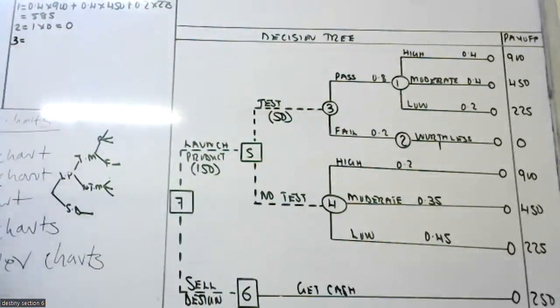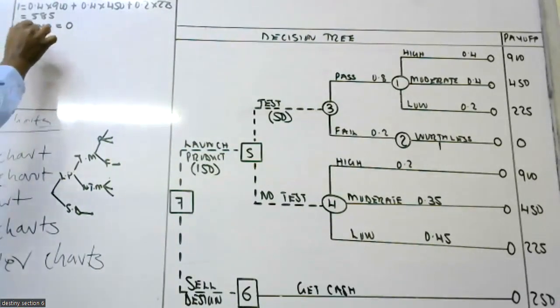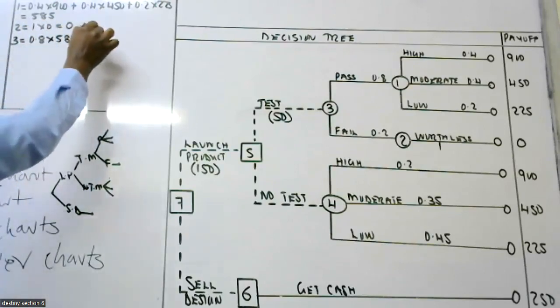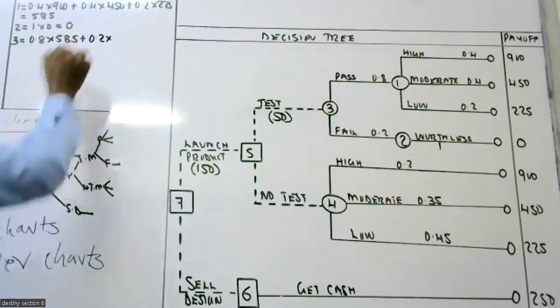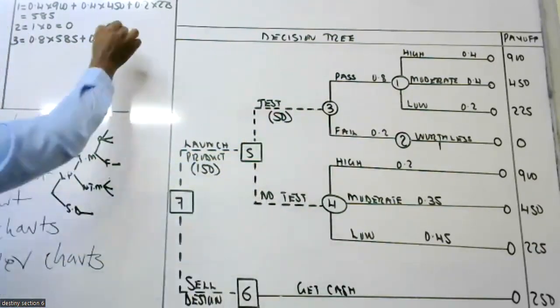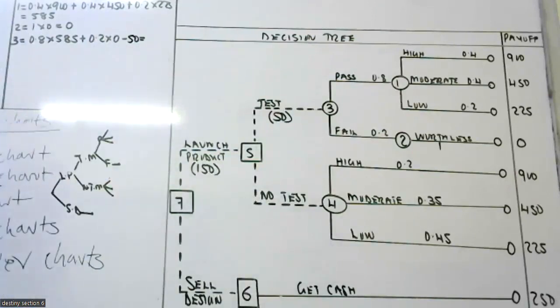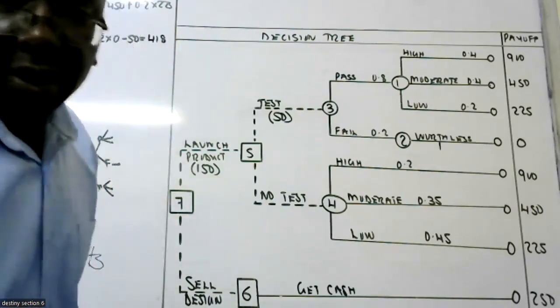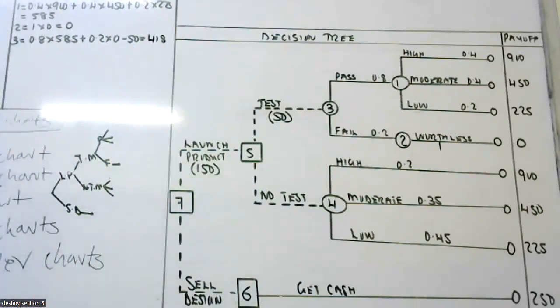Number 3 is 0.8 times what we have gotten in number 1, 585, plus 0.2 times what we have gotten in number 2, which is 0. Then you minus that 50, which is coming in. That gives $418. So if that is the case, 418, we go to number 4.